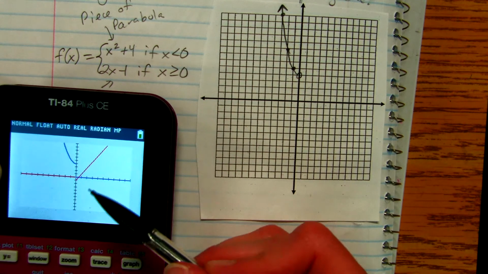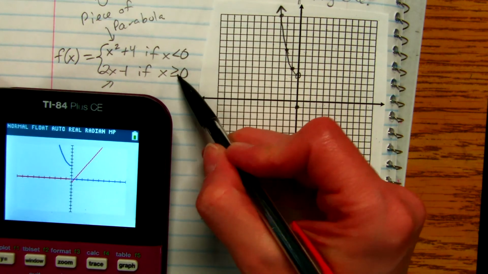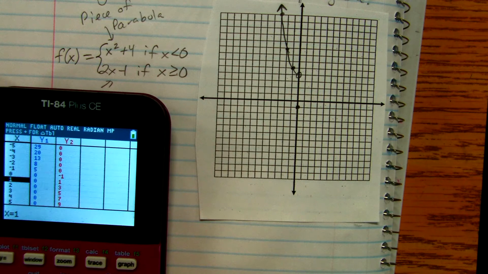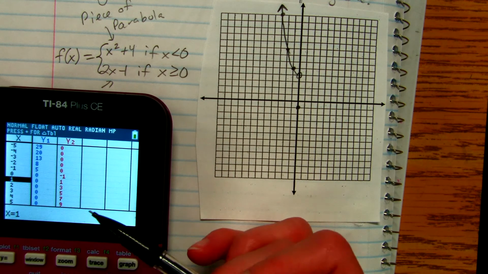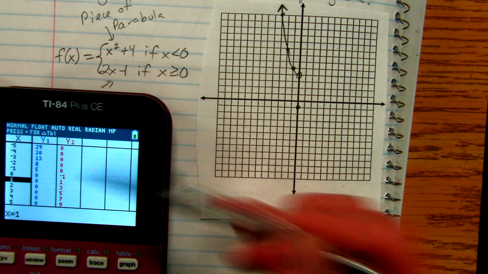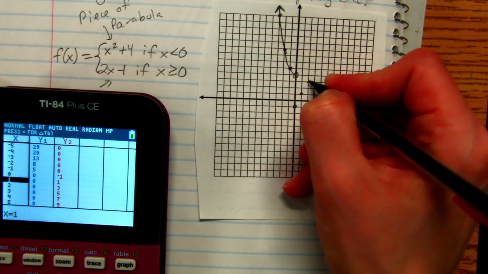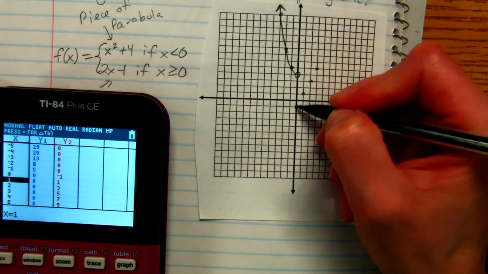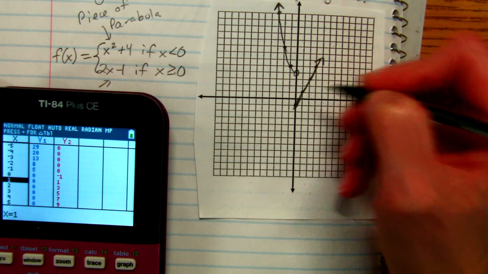And then the next piece is a line that starts at 0, -1. We can see that, and that one is filled in because we've got the equal to bar. And then we can use the table to find a few more points. So 0, -1 is on there. 1, 1 is on there. So if you're using your table, you're going to start ignoring the y1 numbers and use your y2 numbers. 2, 3 is on there. 3, 5 is on there. So it's going to look like that. And we can draw our arrow showing that that keeps going after that point.